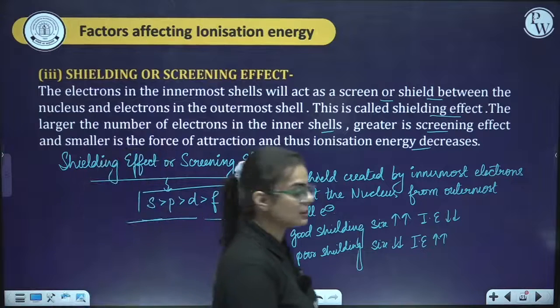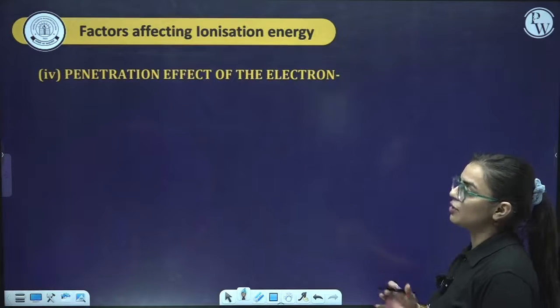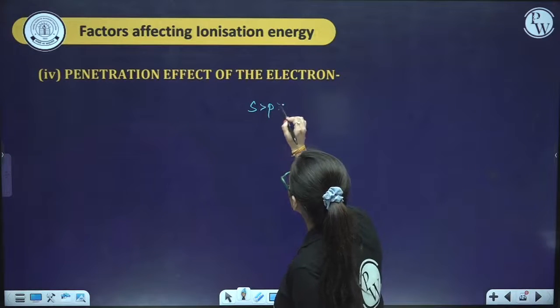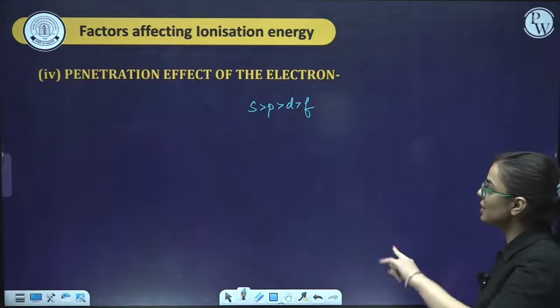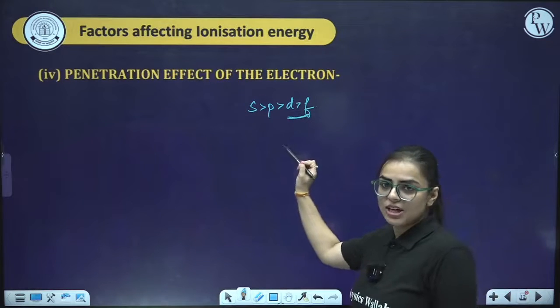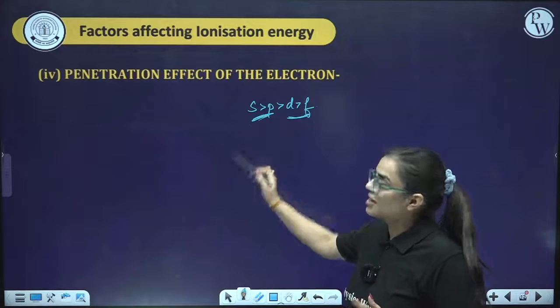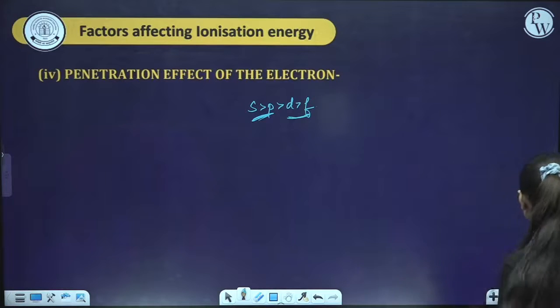Done, everybody? That's great. Now comes the next part, that is the penetration effect of the electron. This I have already told you, the penetrating power is S, then P, then D, then F. So for poor shielding, size decreases, ionization enthalpy will increase. In this case, ionization enthalpy will decrease. Why? Because size increases. That's why.